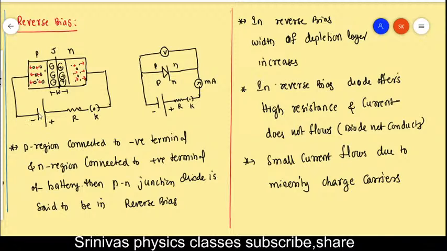Those electrons are connected to the negative terminal. They are repelled by the negative terminal. That's why they will go towards the junction and cross the junction. Then a current will flow.